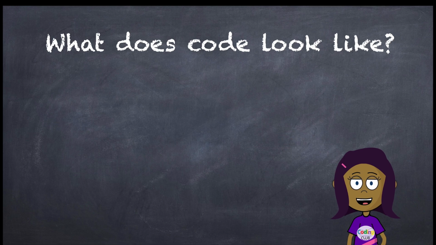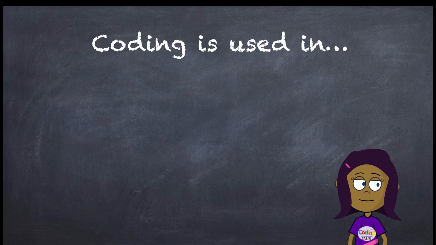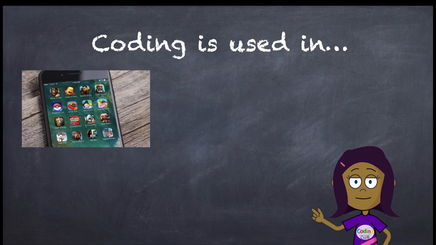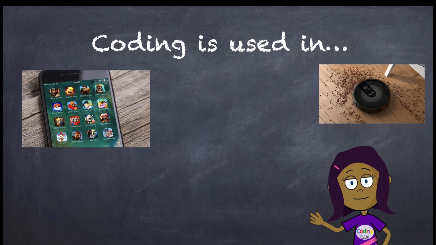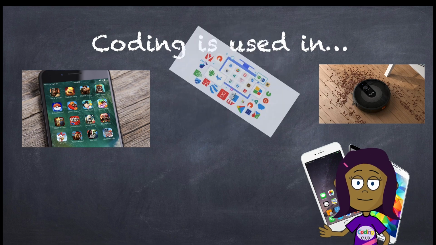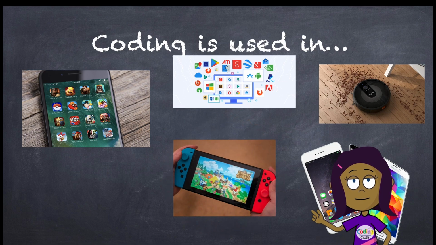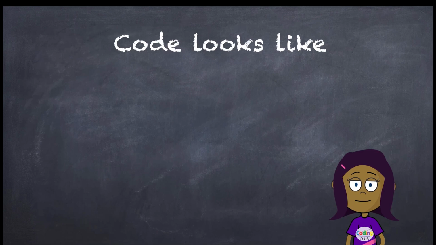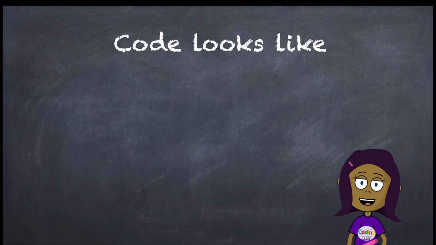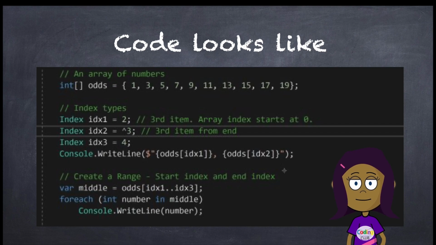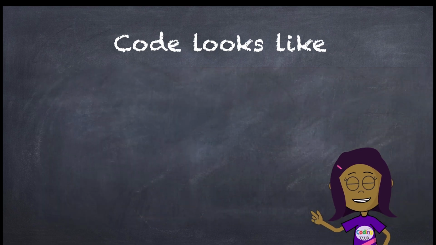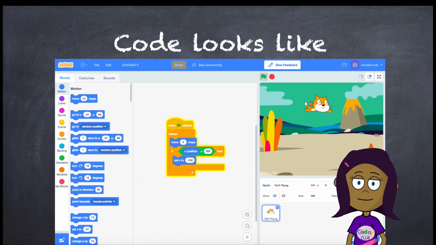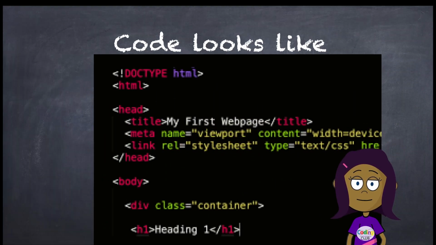The code we are talking about is used to create mobile games, robot vacuums, cell phones, computer programs, video games, RC cars, and much more. And the code that I'm also talking about can be written with letters, symbols, and numbers. So code looks like this, or even like this. This part here in the middle, that's what our code block is. Or even this.